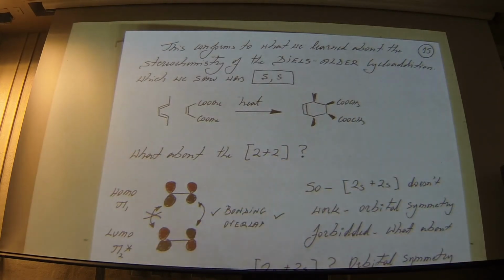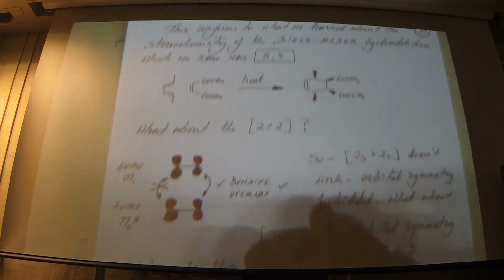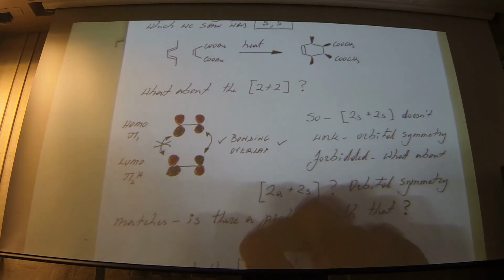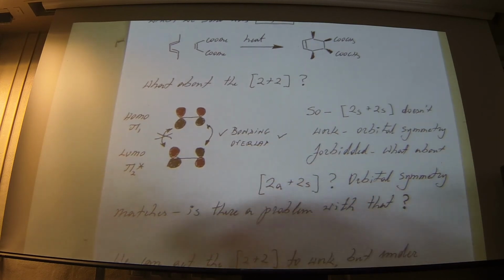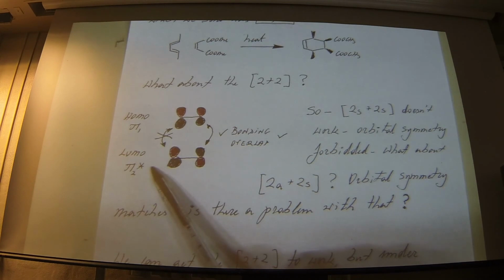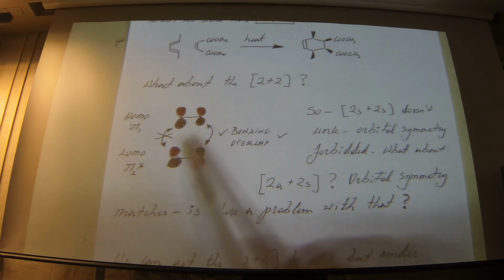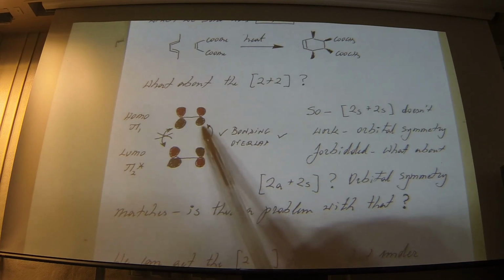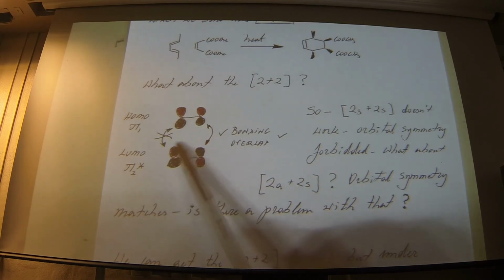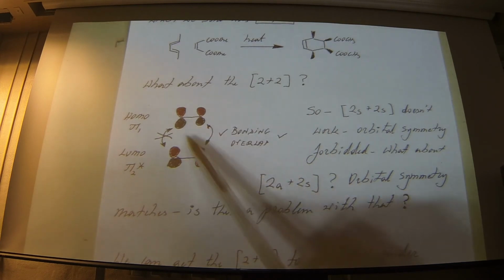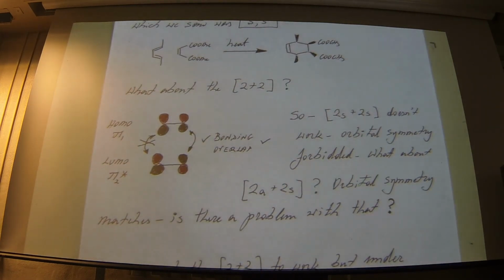Now, what about the 2 plus 2? 2 plus 2 is kind of a strange process, but it's an important one, and I'll remind you why. Thermally, it doesn't work. And why doesn't it work? Well, because if I look at the HOMO-LUMO, here's the highest occupied molecular orbital of ethylene, and here's the lowest unoccupied, same as we saw before. And here I get bonding, but here I don't. This is anti-bonding. Bonding, anti-bonding. So 2s plus 2s is not going to work. No way.